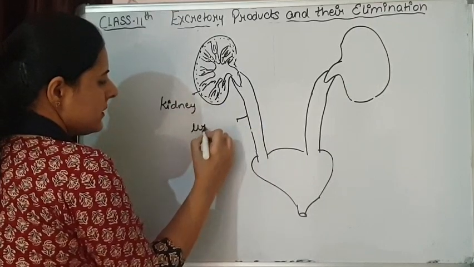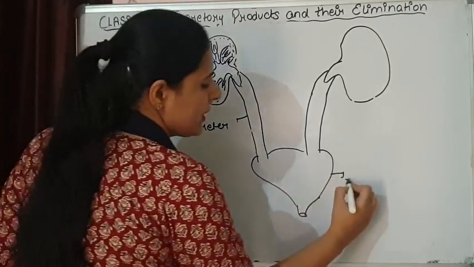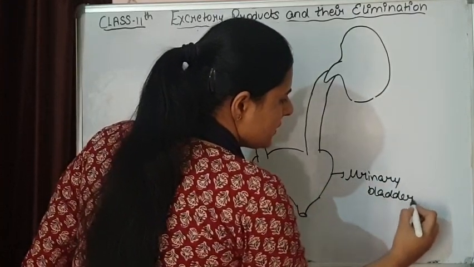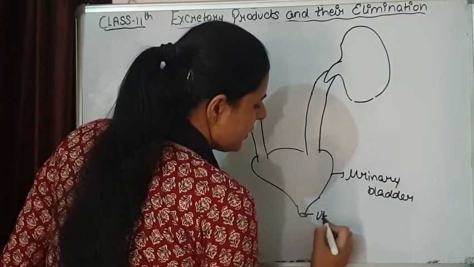Ureter is taking urine into the urinary bladder, and it will be removed out through a small opening called urethra.